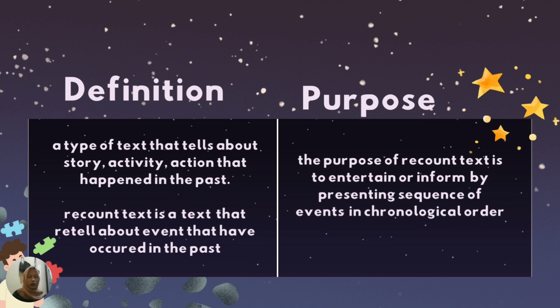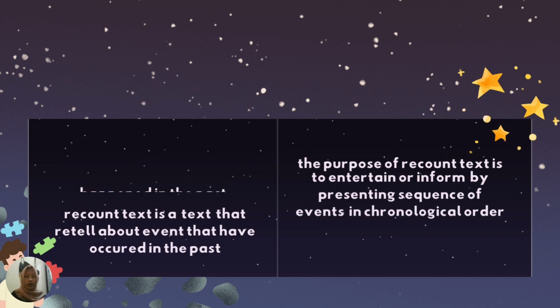So, what is recount text? Recount text is a type of text that tells us about a story, activity, or action that happened in the past. Or we can say that recount text is a text that retells events that have occurred in the past. What is the purpose of this type of text? The purpose of recount text is to entertain or inform by presenting a sequence of events in chronological order.